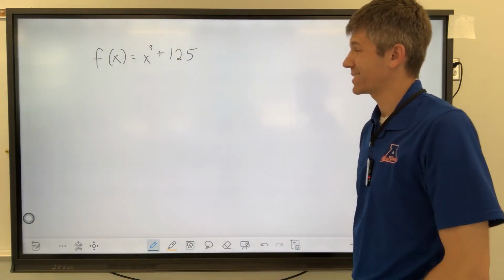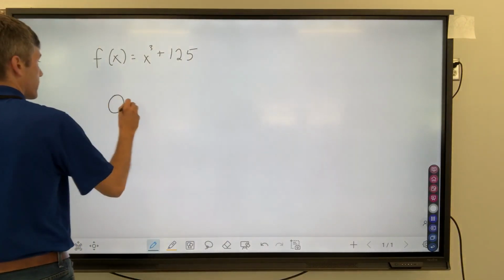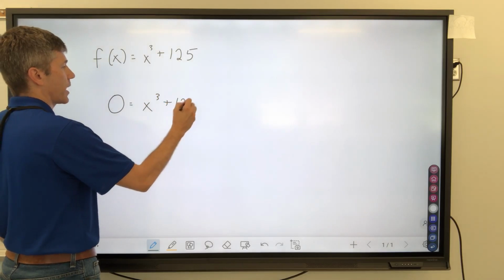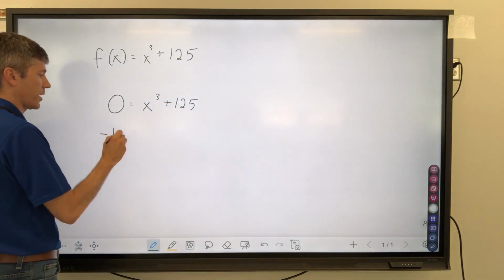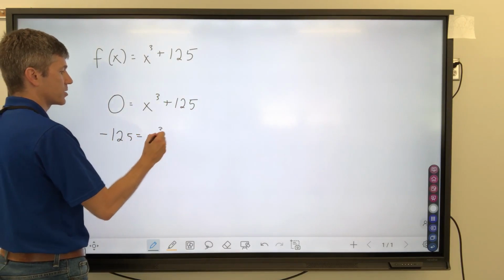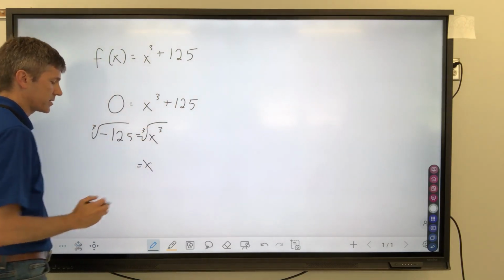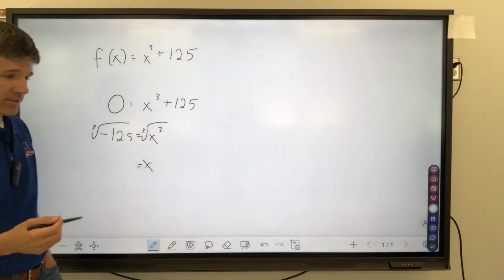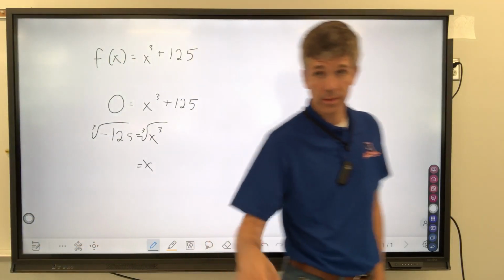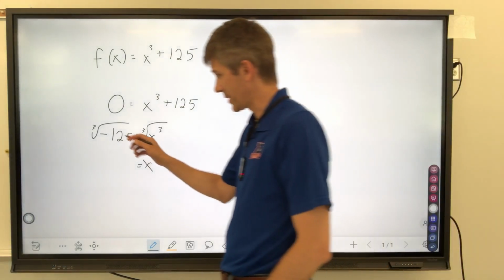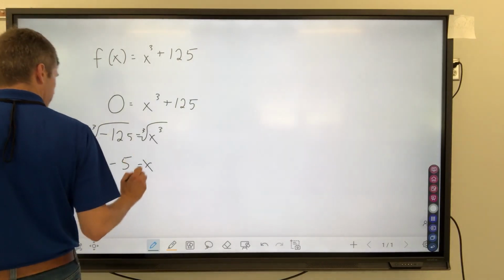So we're going to set this equal to 0. That's going to give me x cubed plus 125. And then the obvious thing to do is to move the 125 over. That's going to give me x cubed equals negative 125, and I'm going to cube root that to get x by itself. The cube root of negative 125: you might be tempted to look at this negative and say, well, that's just not going to work because I'm rooting a negative. It's totally okay to root a negative as long as you're taking an odd root of that negative. So negative 5. There we go.